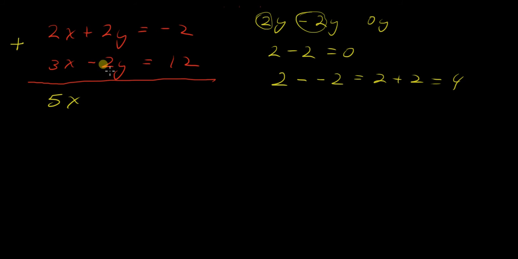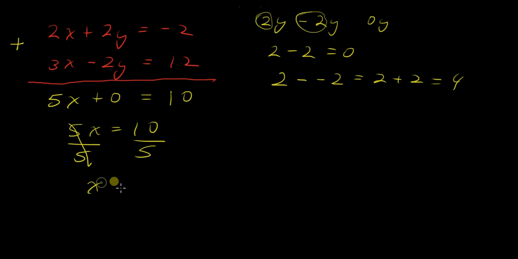2y plus negative 2y equals 0. 12 plus negative 2 is the same as 12 minus 2. That's 10. And so I'll just rewrite it without the 0. And normally I wouldn't even put a 0 here. I wouldn't put anything. I would just put the 5x and equals 10. Okay, well now we can figure out x, and x equals 2.